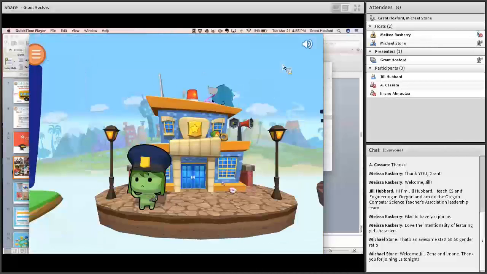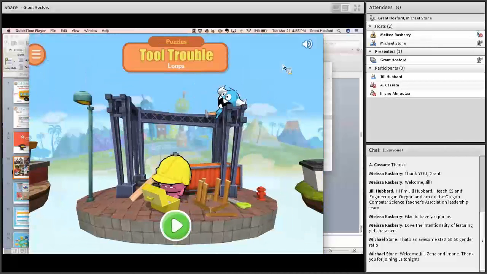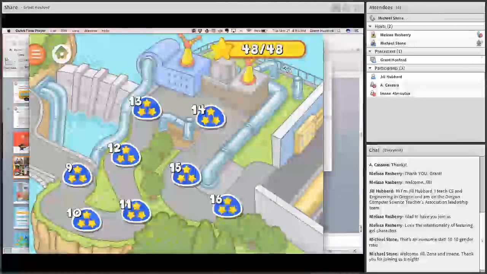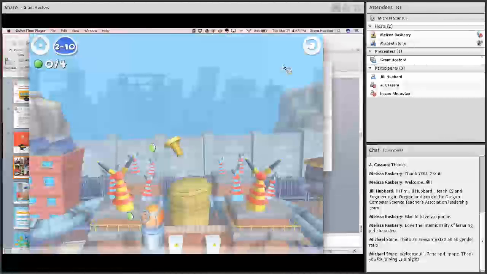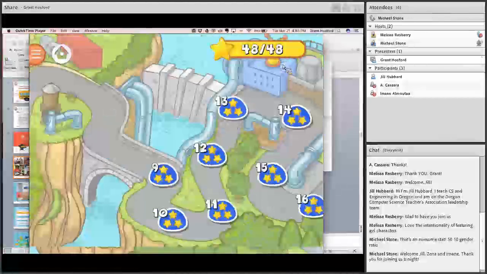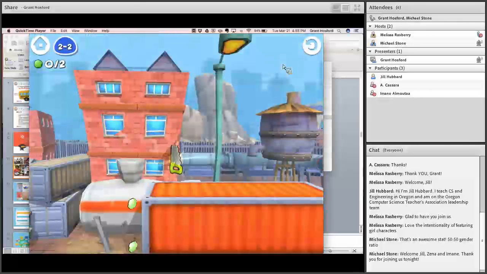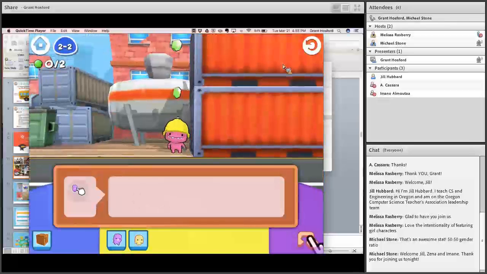We have multiple characters, right? So the next character is our builder. This is where we introduce the idea of a loop. Go back one. I like to show this one because it's important for two things.